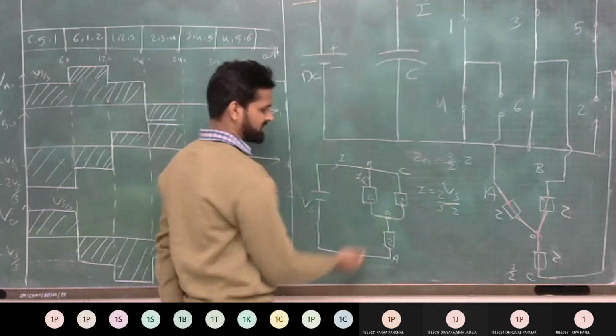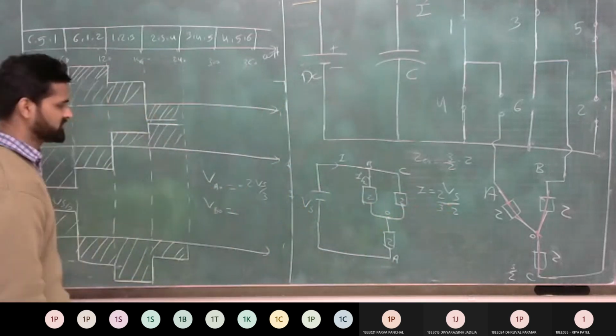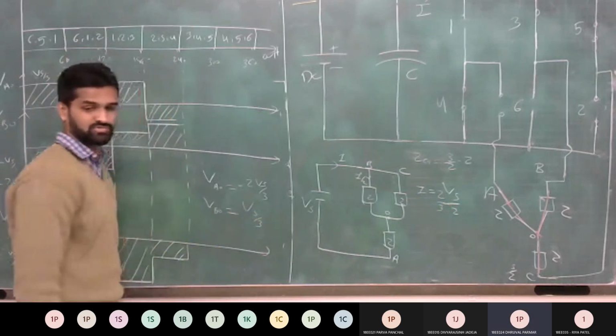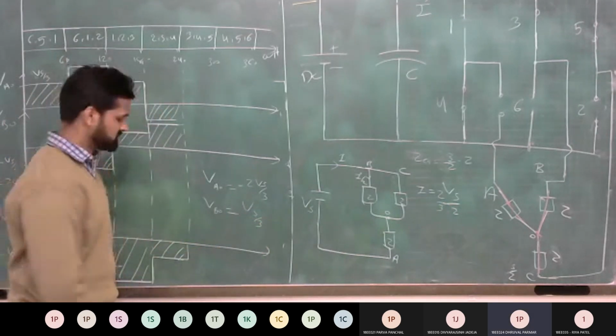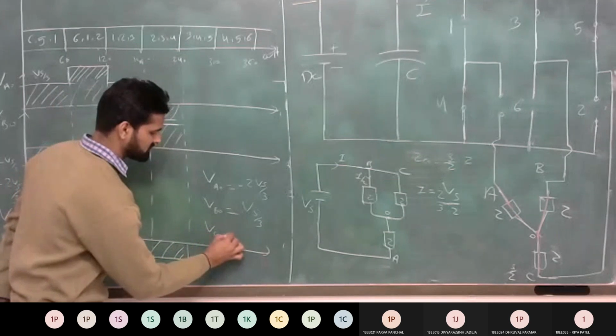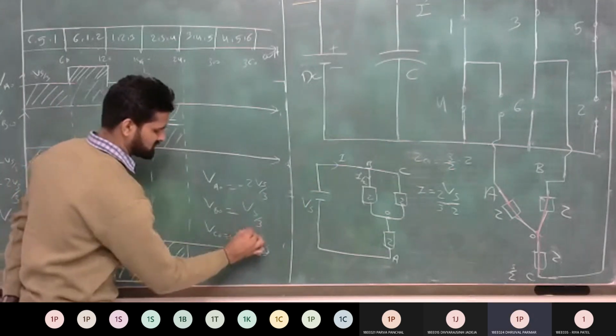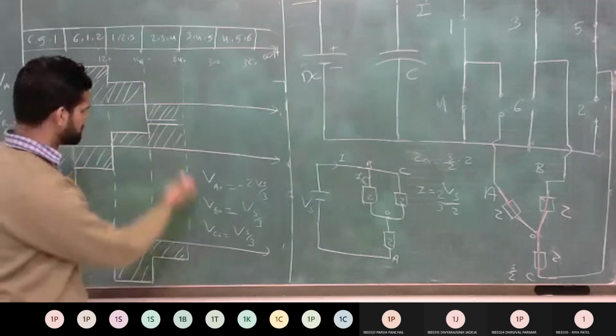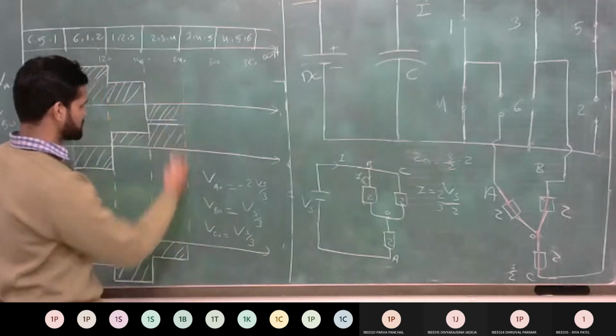So I by 2 into Z is what? It is Vs by 3. Yes or no? Vs by 3. Now VCO is what? Both are in parallel, so both are the same, Vs by 3. Clear? So let's put this value in terms of waveform.